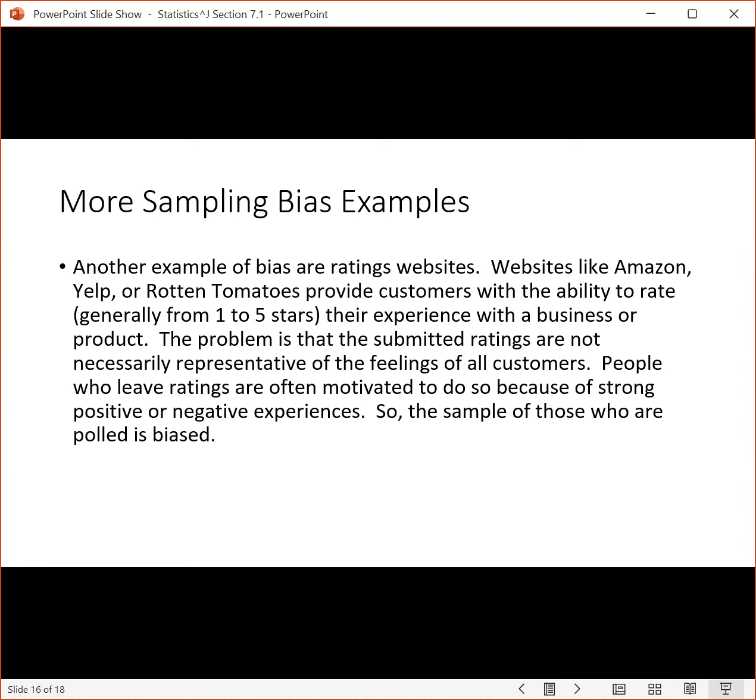So the ratings websites may seem great, but unfortunately, you'd need to use a different method for identifying who got to rate the product than the person who felt passionate enough that they went onto the website and submitted a rating.